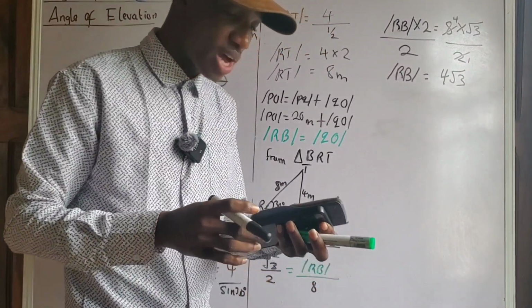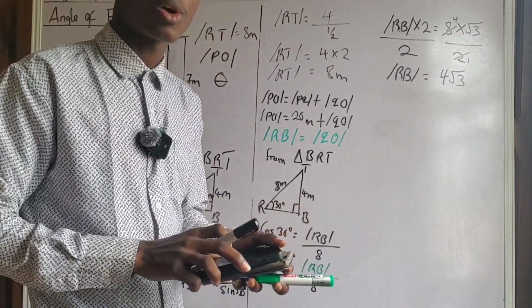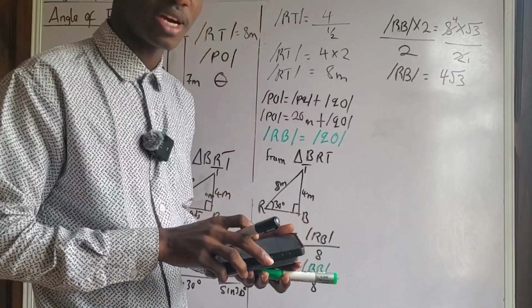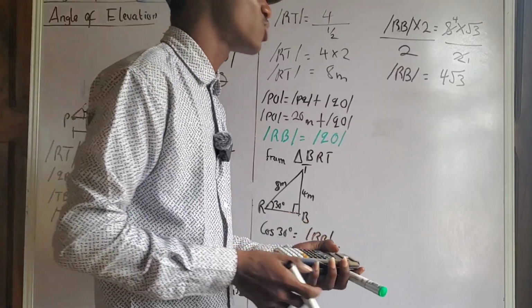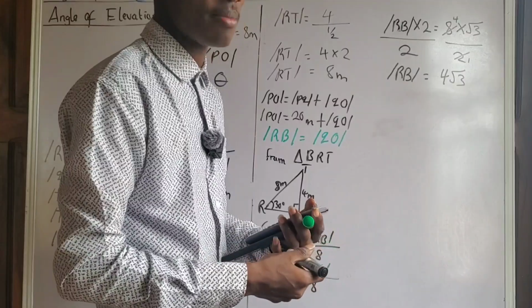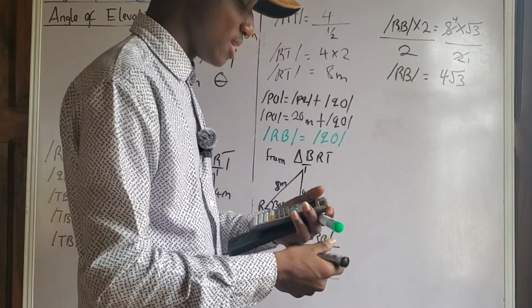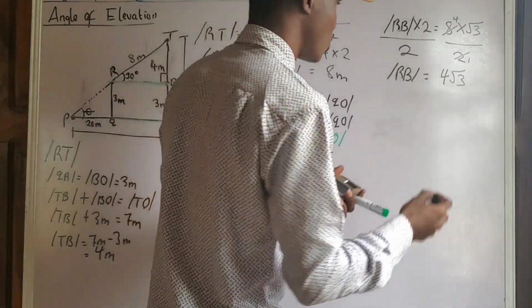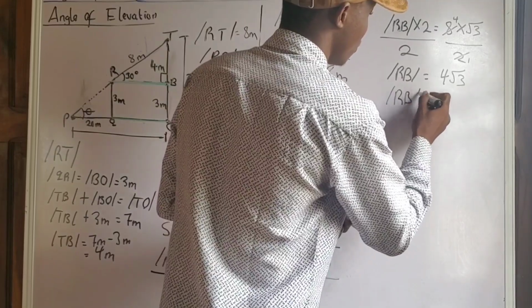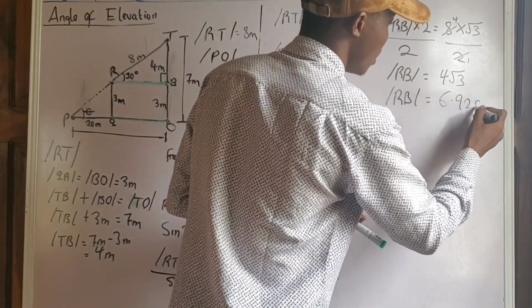Okay, and because we are asked to calculate PO to 3 significant figures, that means we need to change this to decimal. So that will be 6.9282. Line RB will be equal to 6.9282.